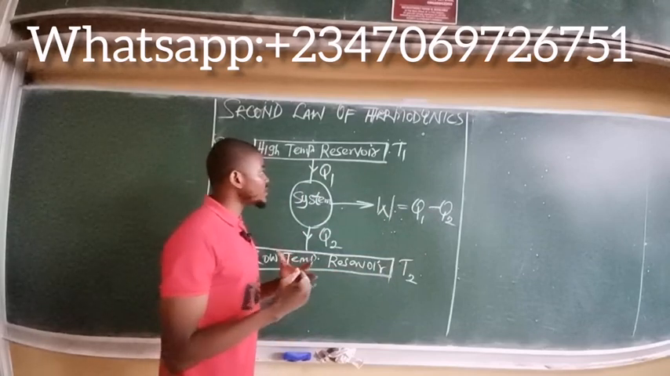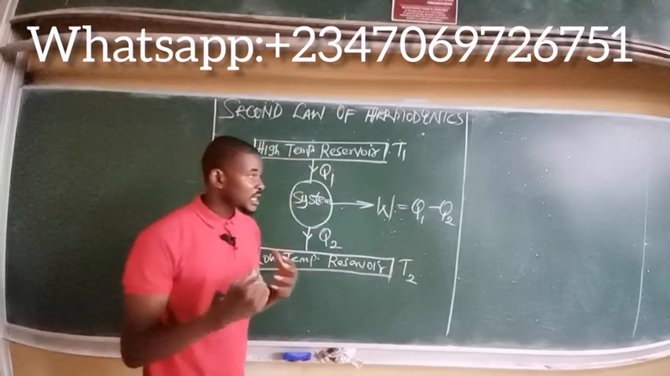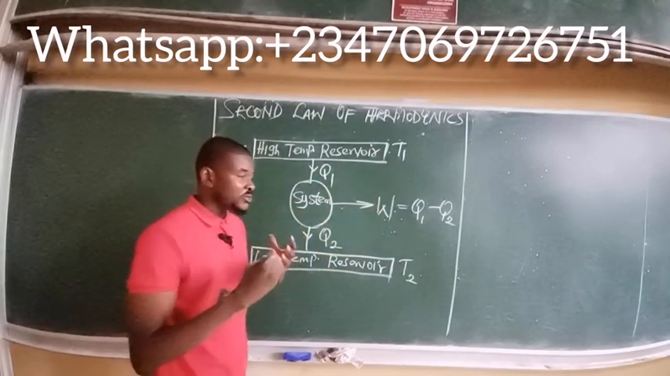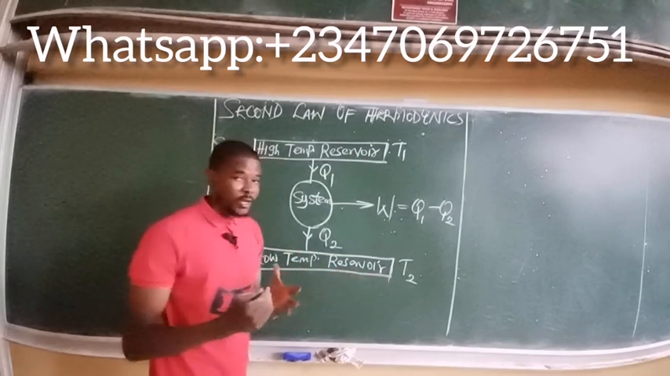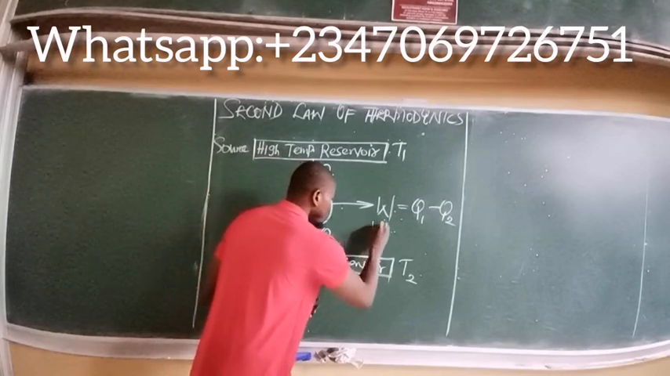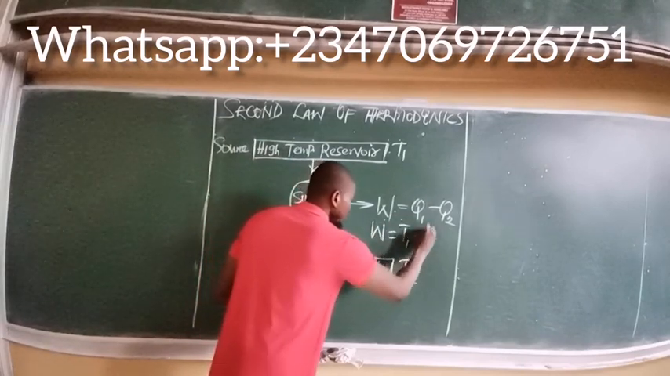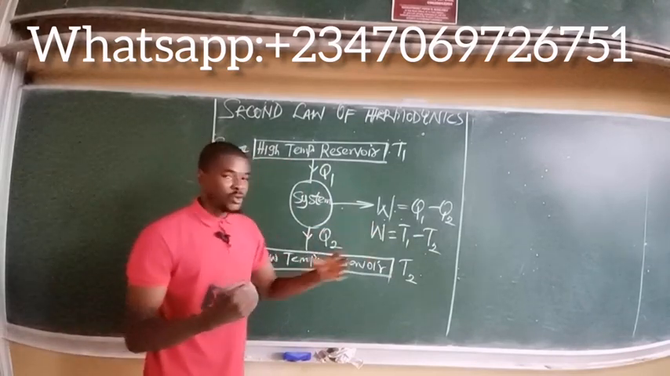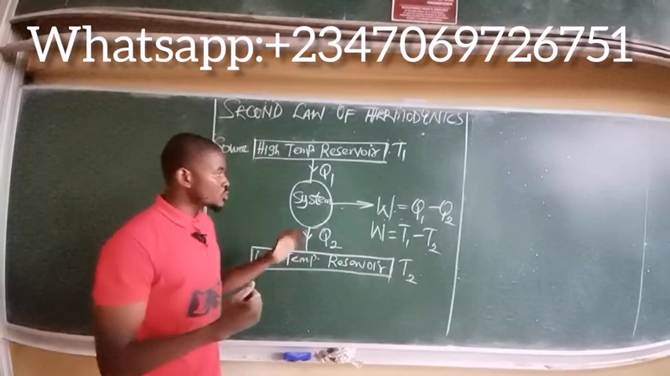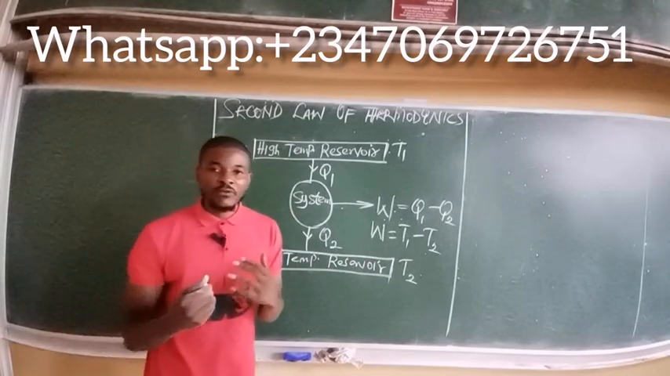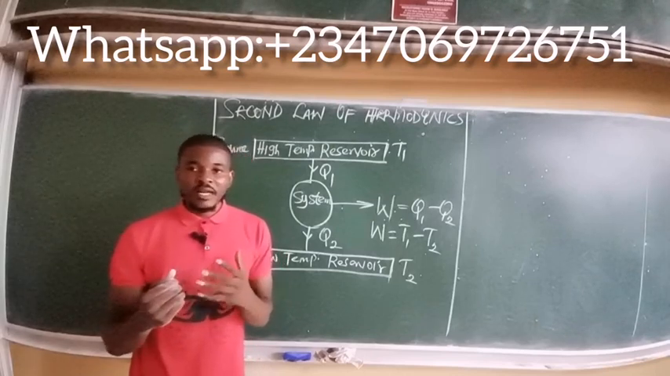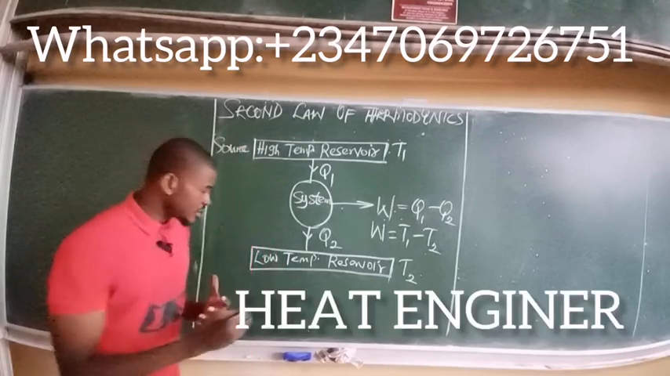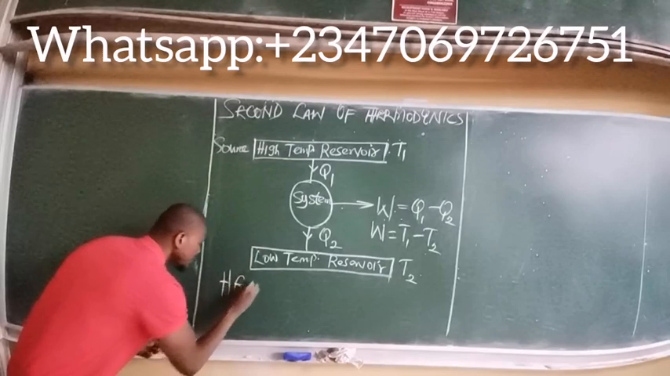Now, the high temperature reservoir has a temperature T1, which is the source, where the heat is being supplied from. Meanwhile, T2 is a low temperature. So the work done can also be given in terms of T1 minus T2, which is simply the difference between the high temperature and the low temperature. This can also give us the work done. Now, such a system which operates in this manner, supplying heat from a high reservoir and then rejecting to a low reservoir before doing work on the surroundings, is what is called the heat engine. We simply call this system a heat engine.